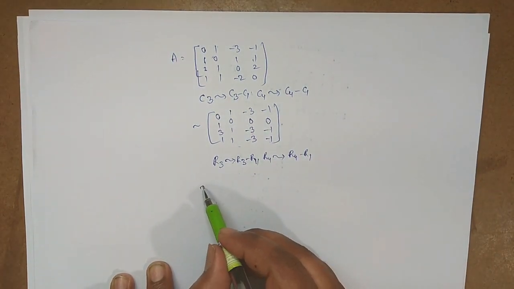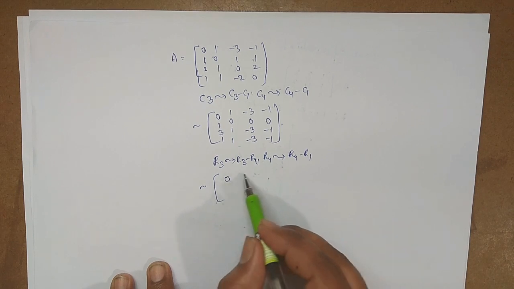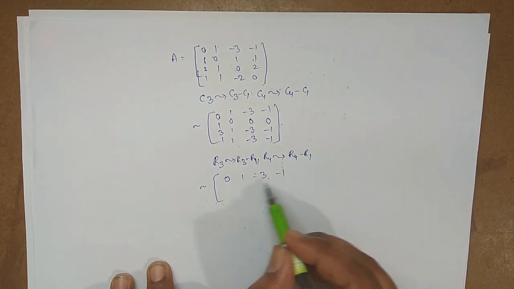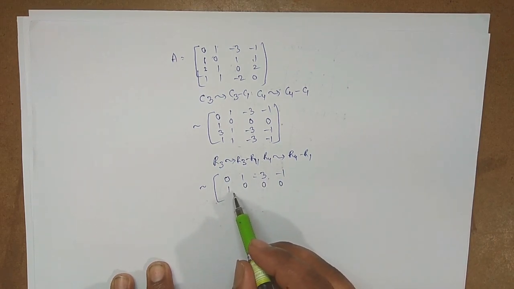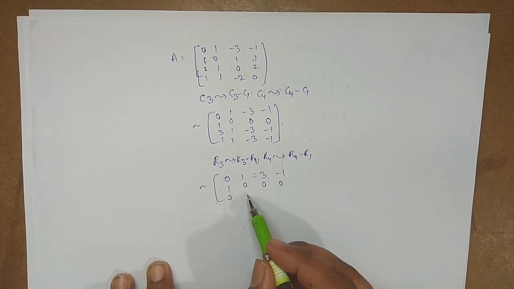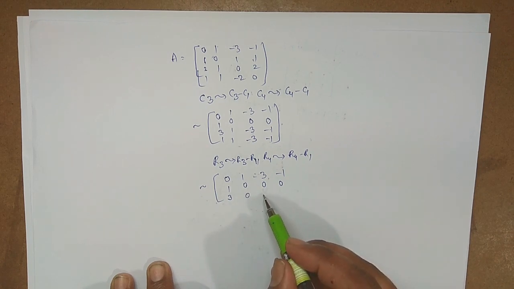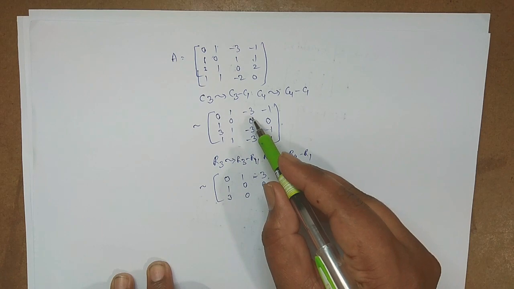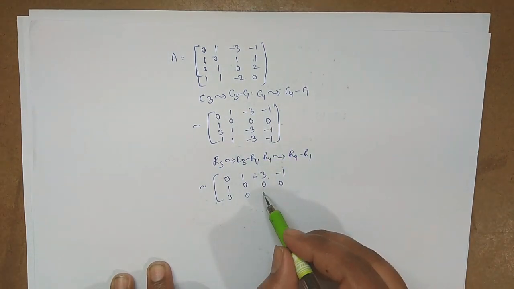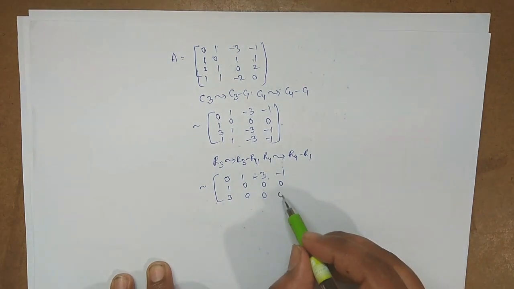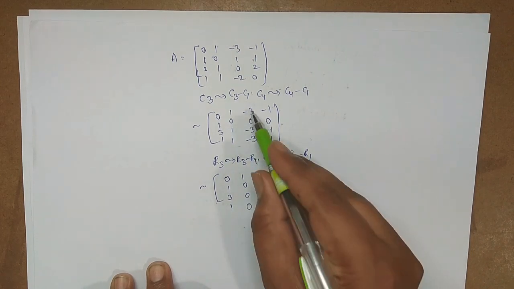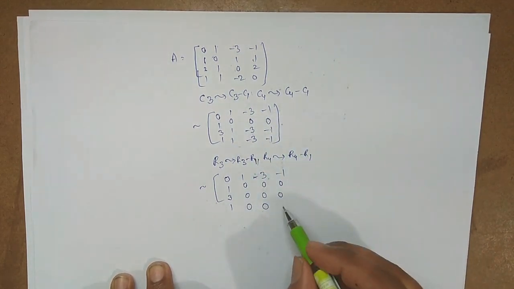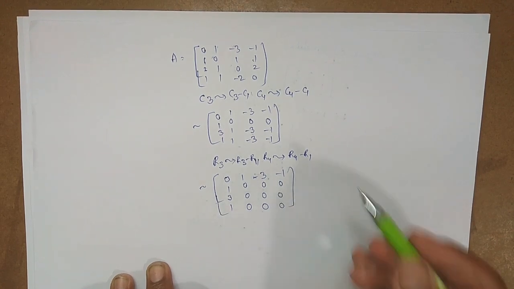Okay. So the first row will be as it is, 0 1 minus 3 minus 1, 1 0 0 0, it will be as it is, and again R3 minus R1. So 3 minus 0, that is 3 only. Okay. So 1 minus 1, that is 0, and again minus 3 plus 3, that is 0, minus 1 plus 1, that is 0, 1 minus 0, that is 1, 1 minus 1, that is 0, minus 3 plus 3, that is 0, minus 1 plus 1, that is 0 again. So this is the resultant matrix after the row operations.